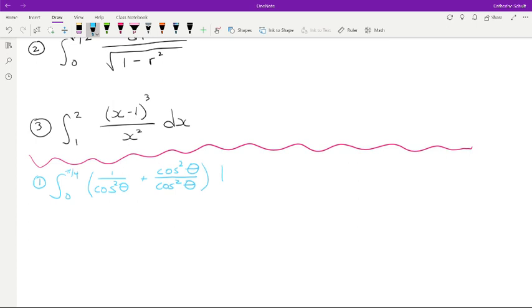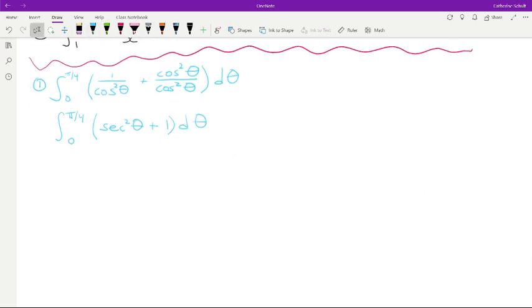Okay, so now we're kind of making progress. All right, so for instance, this first one is going to become secant squared. And again, we know we can take the antiderivative of that. And then the next one simplifies to 1. All right, d theta. So we can take the antiderivative. Antiderivative of secant squared, that integration is going to be tangent theta. Integration of 1 is theta. And we're going to evaluate from 0 to pi over 4.